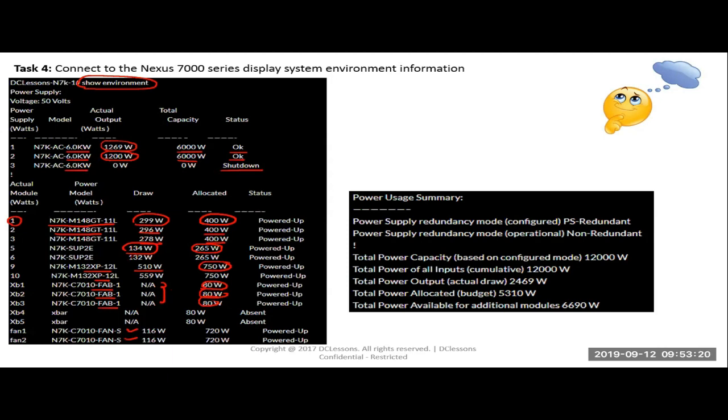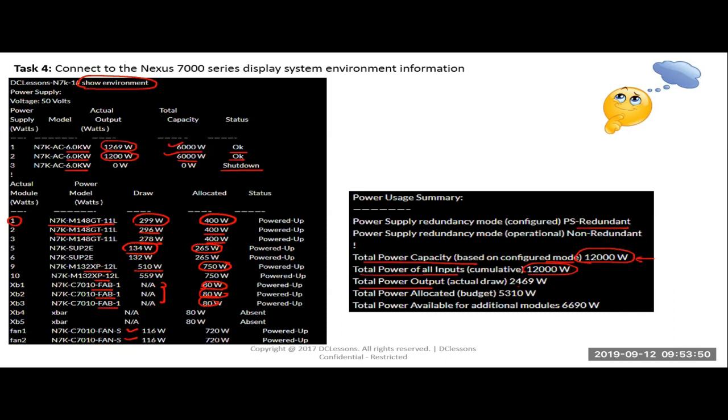Now you can also see the power usage summary. What is your configuration mode of power? Here we see that the power configuration mode is redundant. The total power capacity based on configured mode is 12,000 watt. Why? Because I have two 6,000 watt power supplies, so in total it comes to 12,000.